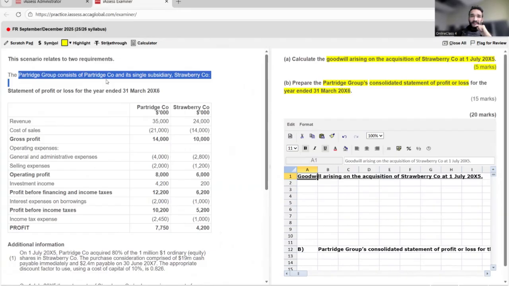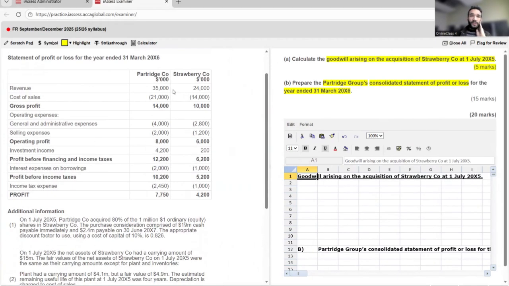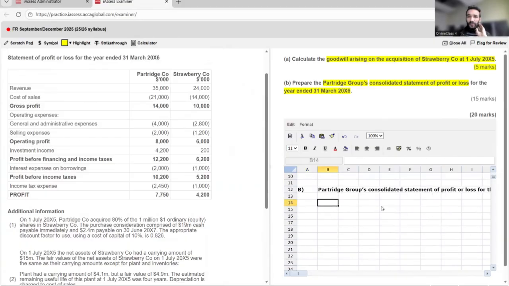The Patridge Group consists of Patridge Co. and its single subsidiary, Strawberry Company. Now their results are there. The introductory line is this: they have only one subsidiary, right? So its revenue is there, cost of sales, operating expenses, general and administrative expenses, selling. I will quickly say, make a pro forma. It will make it easy for you. Just make a quick pro forma.